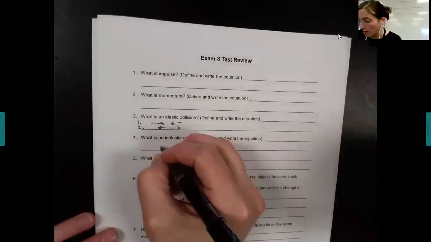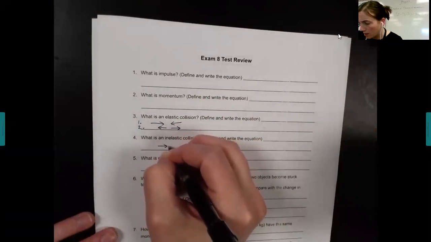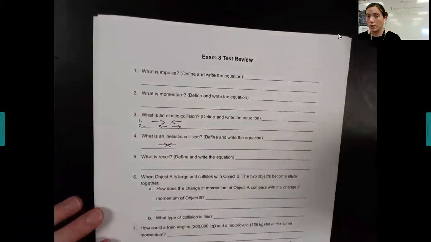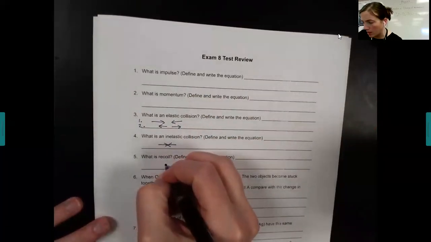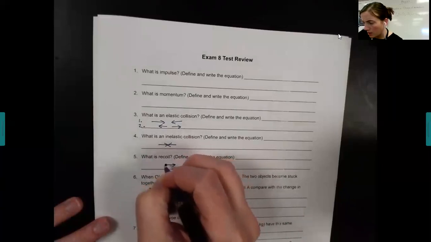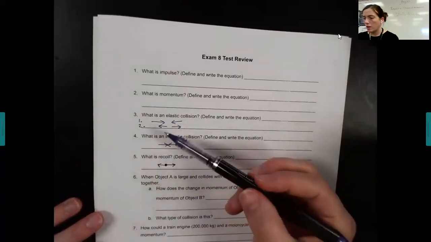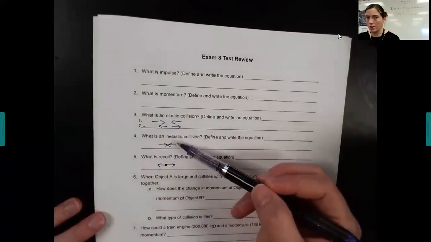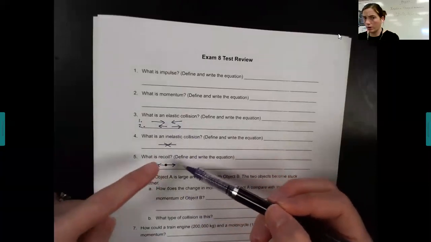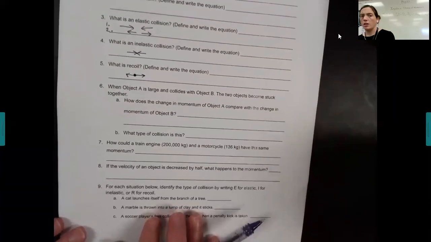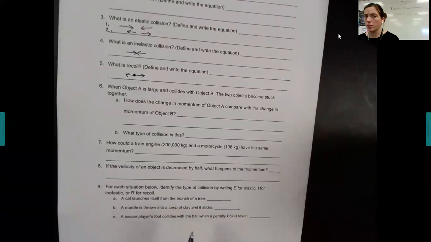Inelastic is when two things come together and then stay together. Okay. And then recoil is when they start together and then go apart. Okay. So elastic is kind of like both these together. Inelastic is together, recoil is apart. Okay. Again, you can find the equations on your own.